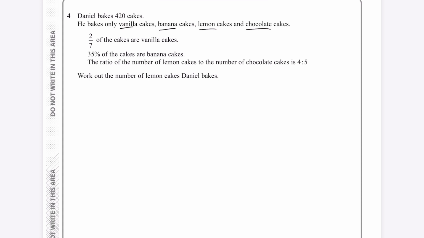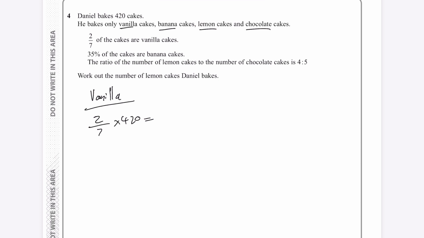So in this case, let's tackle the question one by one. Let's start with vanilla and see where we get. Sometimes with these questions, you just have to start, and then that will eventually lead you to the answer. So we have vanilla here. Let's start with what we can. So that's going to be 2 out of 7, out of the 420 are vanilla.